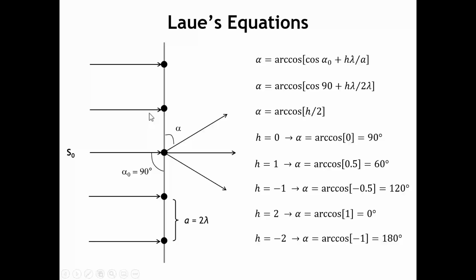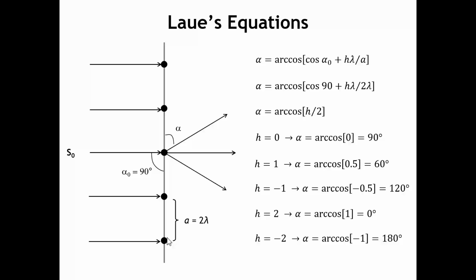Now, larger values of h are actually not going to give us any scattering, because if h were any larger, let's say like 3, then our solution would be arc cosine of 3/2. Well, the cosine function only goes up to 1, and so the arc cosine of anything bigger than 1 is not defined. And so what we see is we are only going to see diffraction effects if the spacing between the atoms here, between our scatterers, is larger than the wavelength of the radiation.